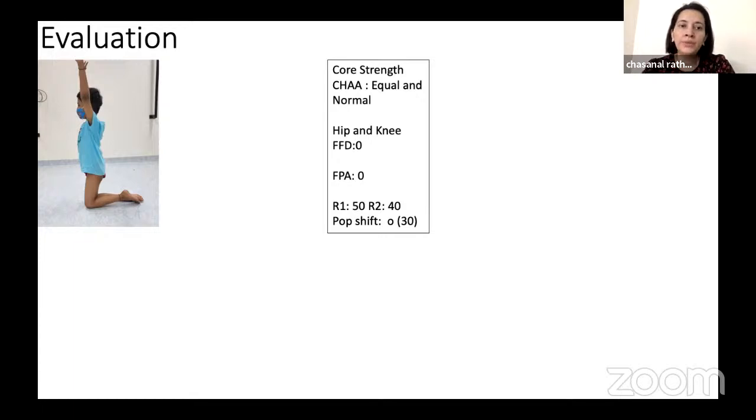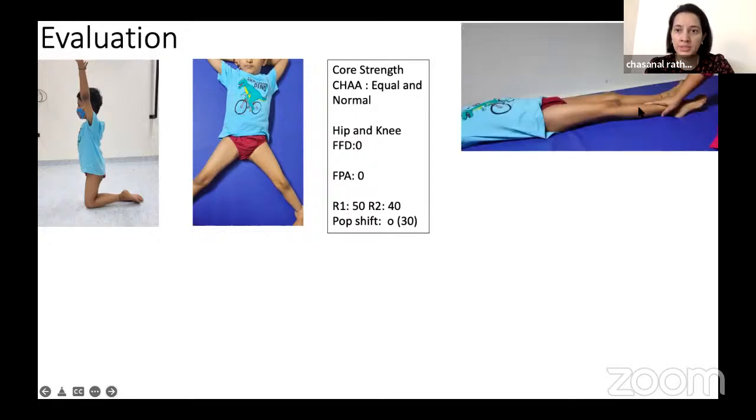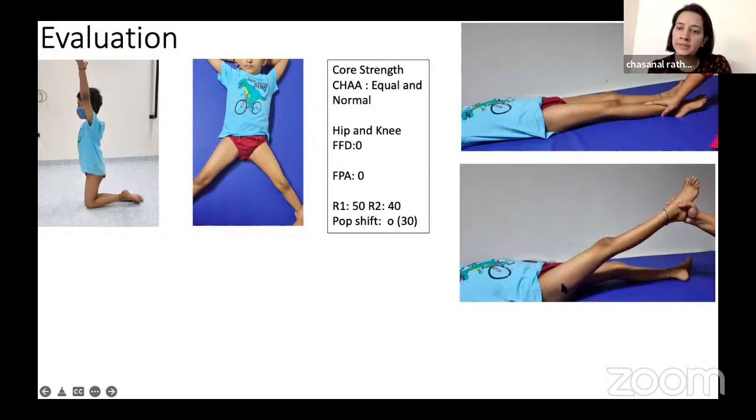So I've done a quick evaluation. One is to get the core strength. Second, to quickly analyze what's happening with the gracilis, the adductors and the hams, so a combined hip abduction angle. And what is with the knee, if there is a flexed knee deformity, knee FFD or not. So there is no knee FFD here, and even the functional popliteal angle is 0.